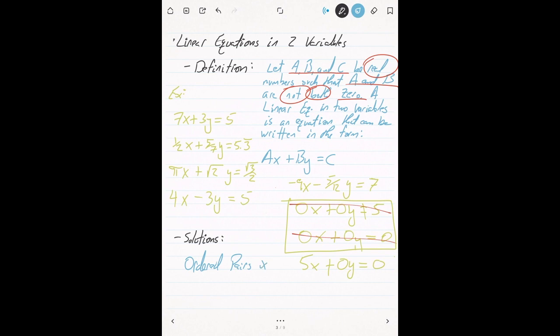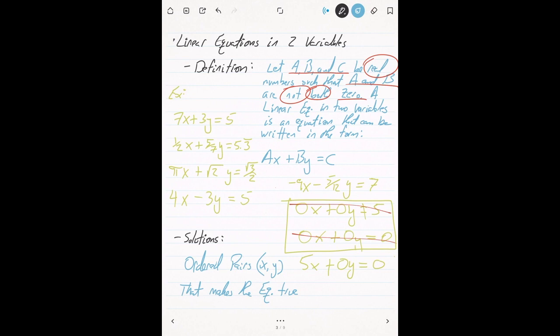They're ordered pairs, x and y. The reason they're ordered pairs is because to be a solution, you have to find something that works for x and y. So a solution to a linear equation in two variables is an ordered pair x and y that makes the equation, I abbreviate that EQ, true.